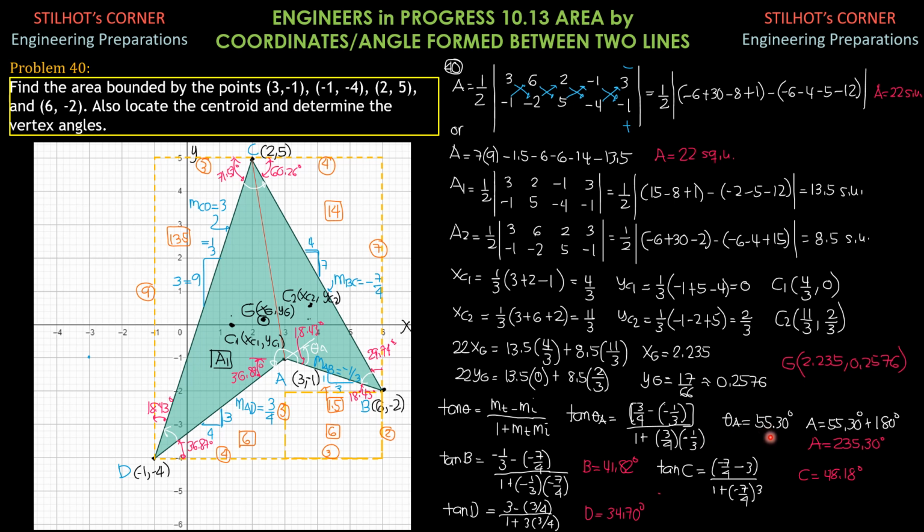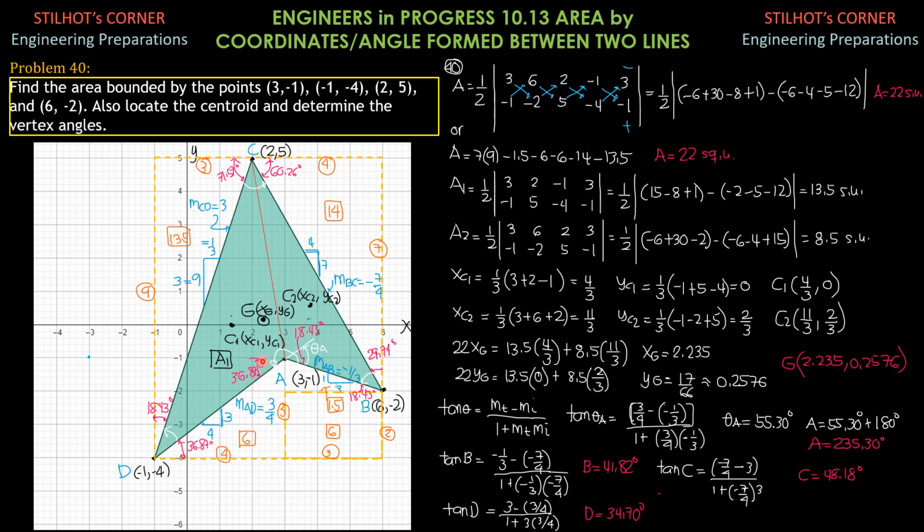55.30 degrees. So if that is theta A, the total angle at A is 180 degrees, the straight line angle is 180 degrees, then plus theta A, which is 55.3. So angle A therefore is 235.30 degrees. So that's angle A.